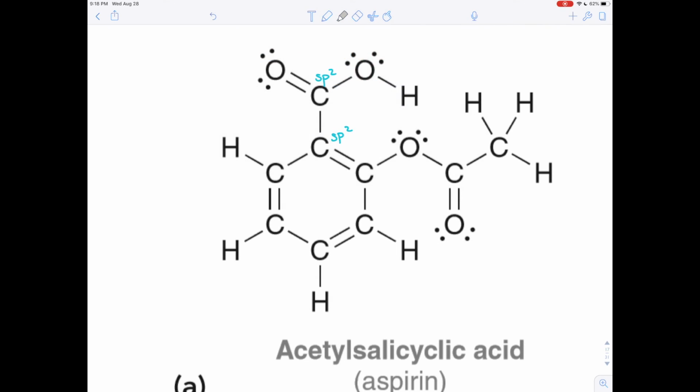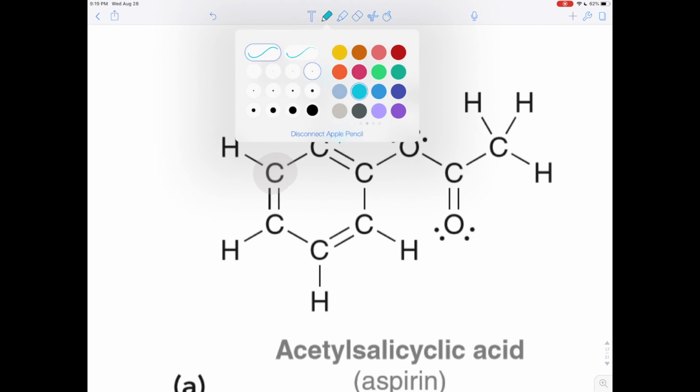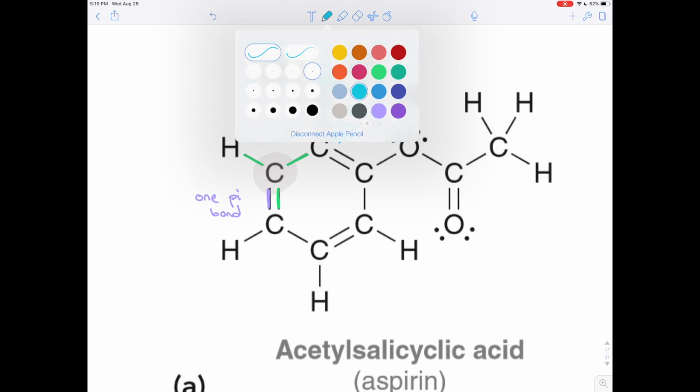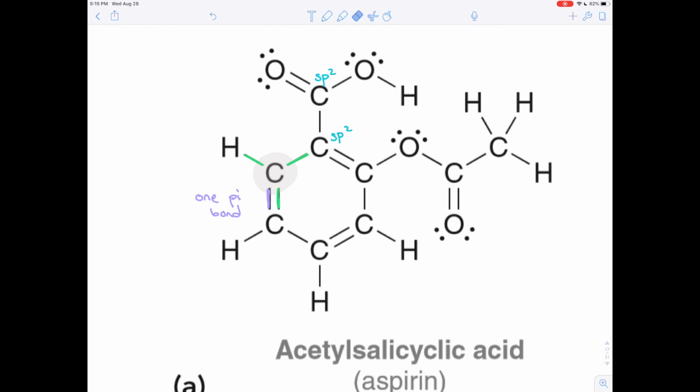Okay, next, this carbon here. The first bond you ever form between atoms is a sigma bond, but every bond after that is a pi bond, so we have one pi bond here. And as we saw in the last two examples, if you have one pi bond, you are sp2 hybridized. So this carbon will be sp2 hybridized.